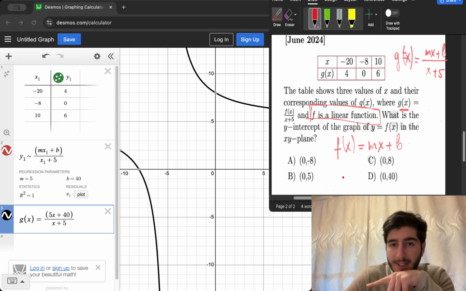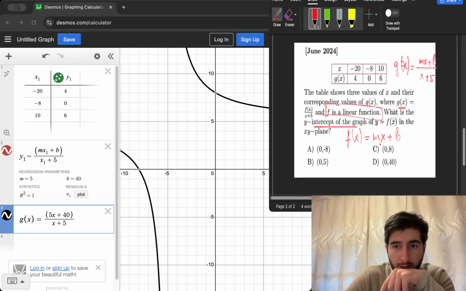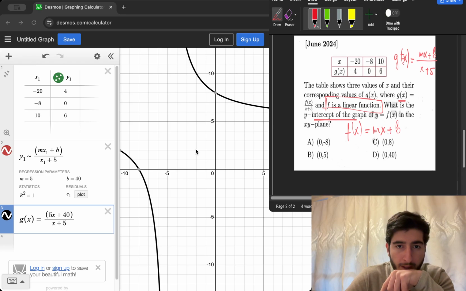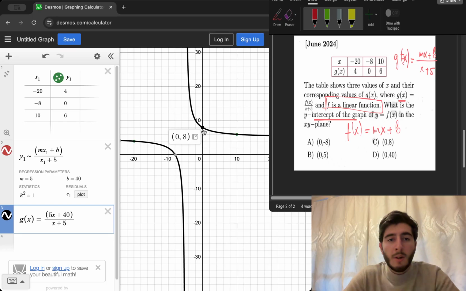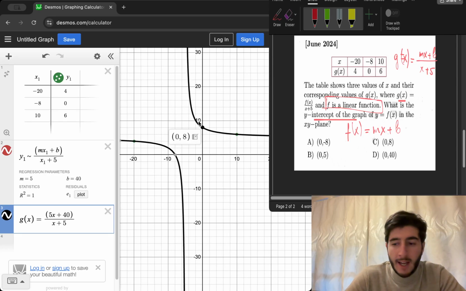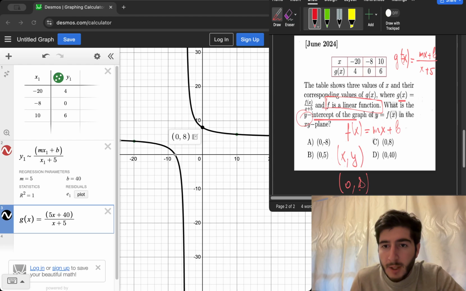But the question asks what's the y-intercept of the graph, and how can you find the y-intercept? There are two ways. One of them is to find the intersection point between the y-axis and the graph. As you see, the x coordinate is 0 and the y coordinate is 8. So the y-intercept of the graph is (0, 8), which is option C in this question.